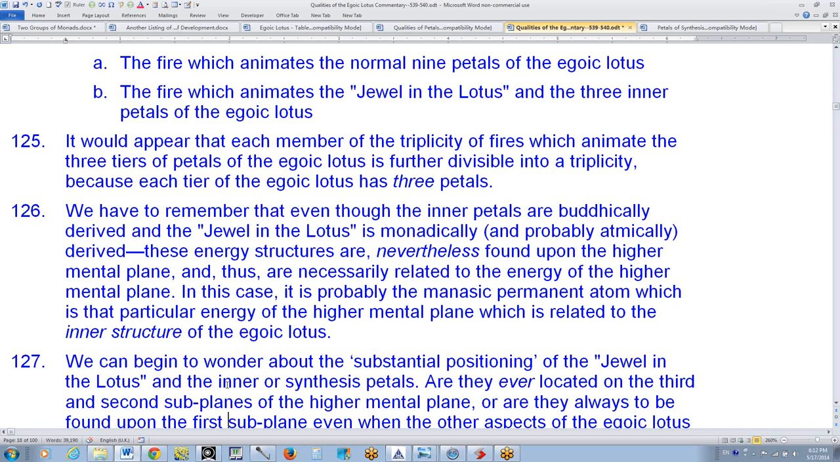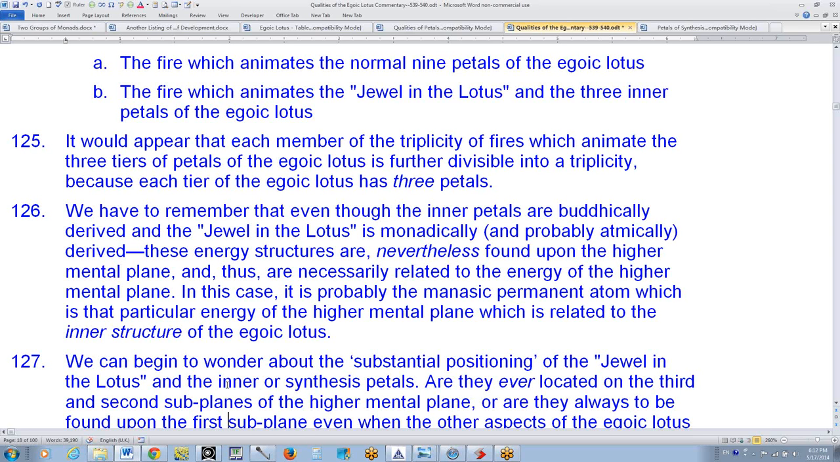It would appear that each member of the triplicity of fires which animates the 3 tiers of petals of the Egoic Lotus is further divisible into a triplicity because each tier of the Egoic Lotus has 3 petals. So he said the question of fire is as complex as that of the rays, all the rays and subrays, and here we have the fires and subfires.